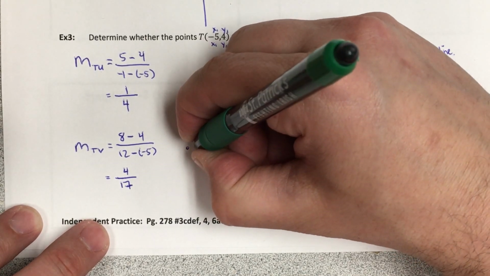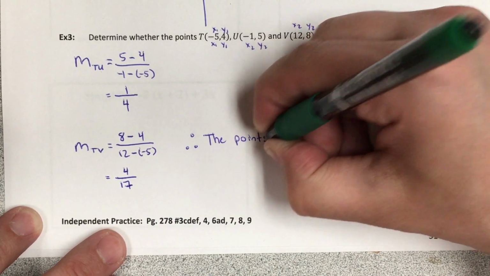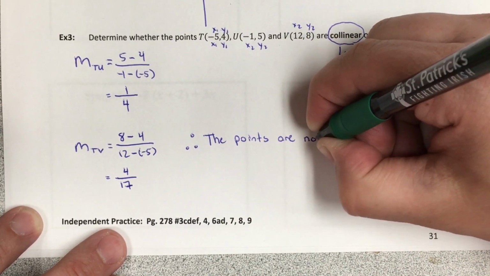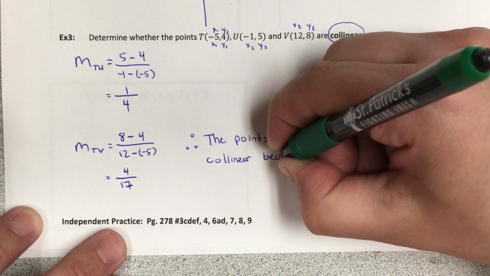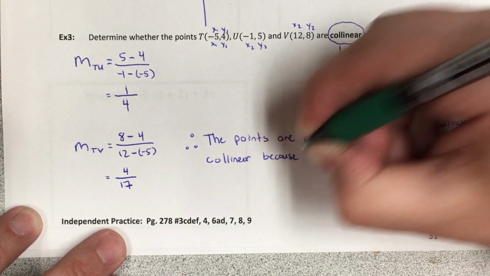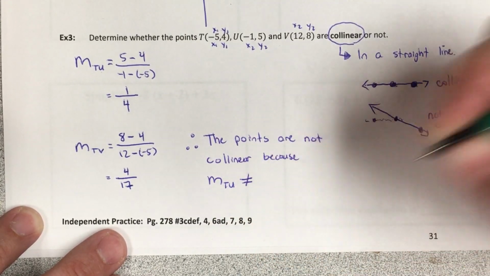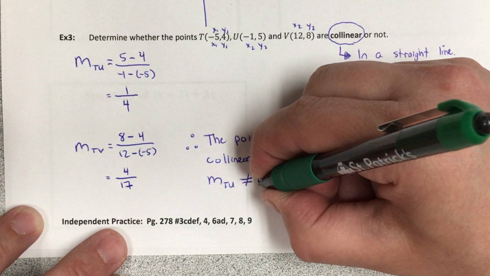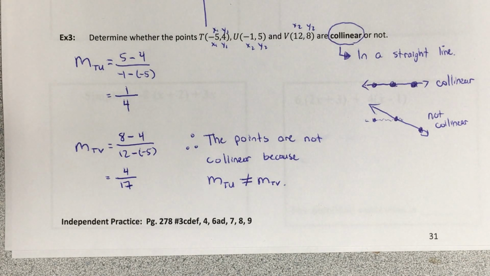So I'd say therefore the points are not collinear because the slope of TU is not equal to, so that's that symbol, not equal to, the slope of TV. Okay, and you don't have to use mathematical symbols. You can use words. You can just put the points are not collinear because the slope between TU is not equal to the slope between TV.